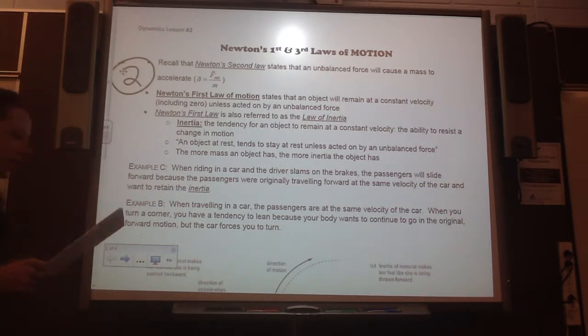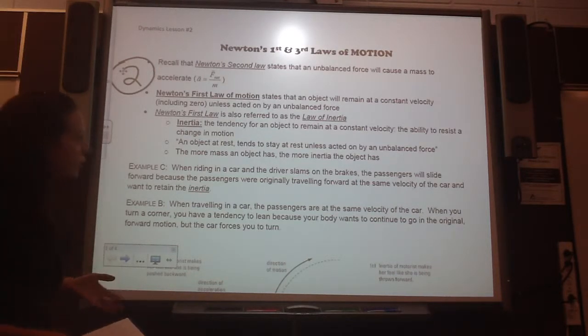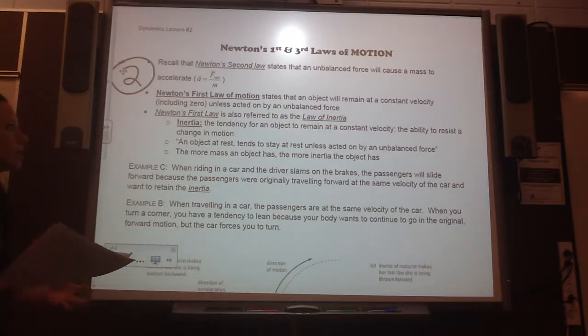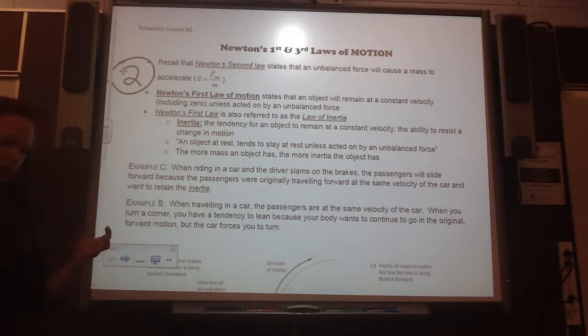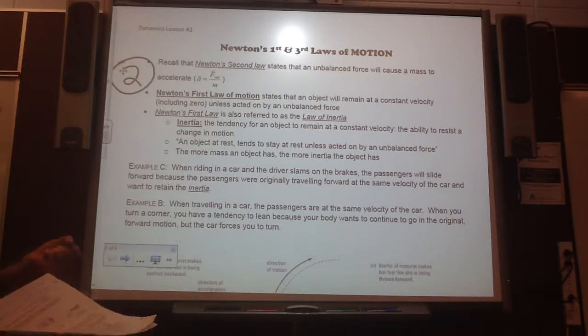Newton's first law states that an object will remain at a constant velocity unless acted on by an unbalanced force. Or we can call this the law of inertia. Inertia means the tendency for an object to remain at that constant velocity. You can kind of think about it like it's holding that energy. It's the ability to resist a change.